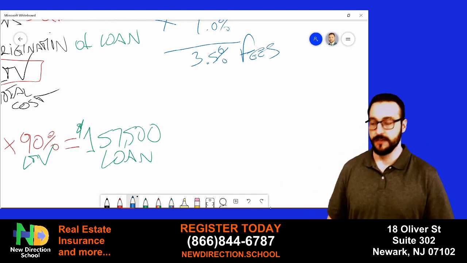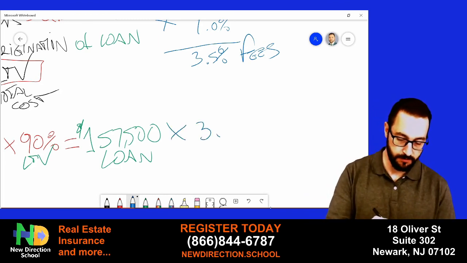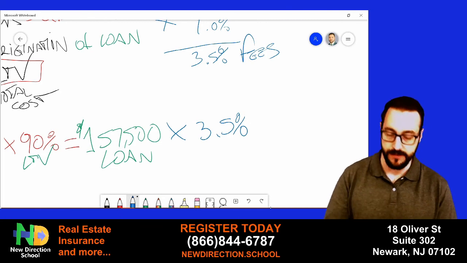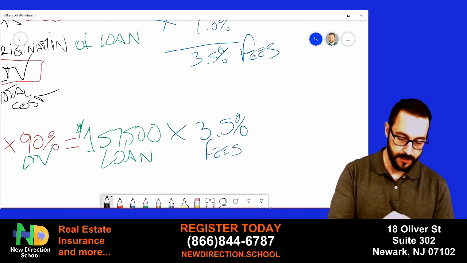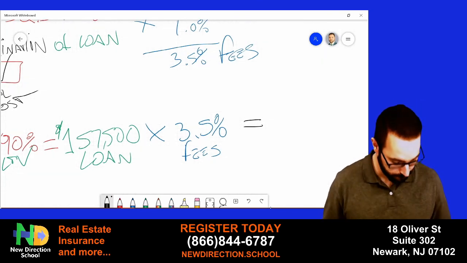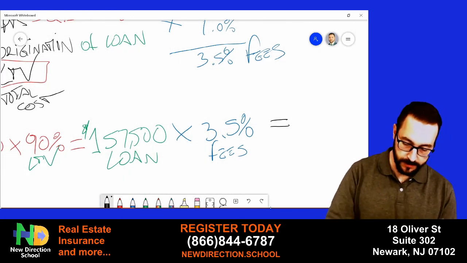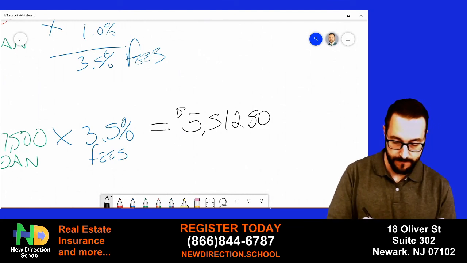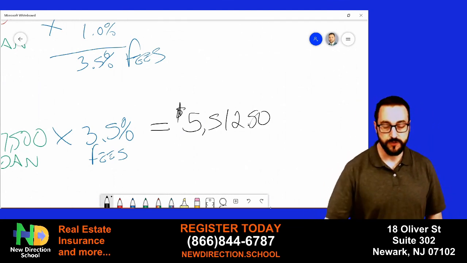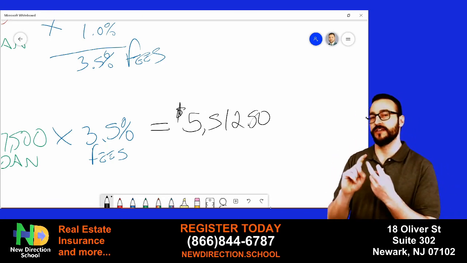What are we going to do next? Multiply it by 3.5% in fees. And this equals, so the answer for this one will be 5,512.50. So this will be the total that we will have to pay in connection with origination fees and points.